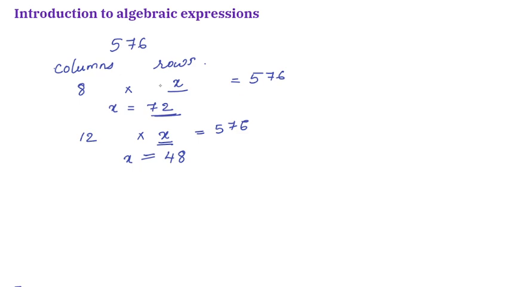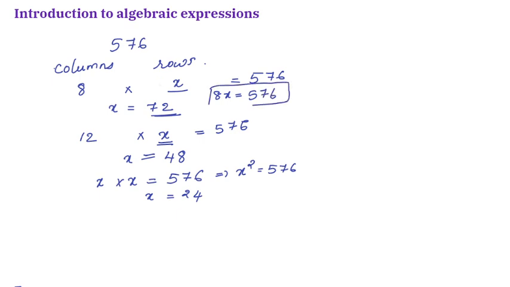So here the number of columns and number of rows are equal and the total should be 576. So what does it mean? x square is equal to 576. So what is the x value here? Here the x value will become 24, because 24 square is 576.